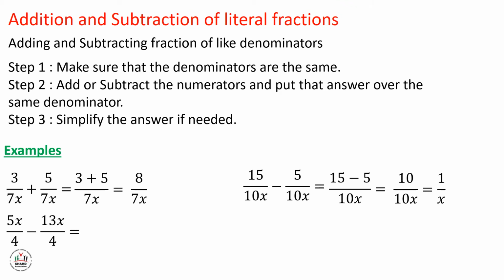5x over 4 minus 13x over 4. This time the letters are in the numerator. Again, we can take 4 as a common denominator and we can subtract 13x from 5x. And the answer is equal to minus 8x over 4. Of course, we can simplify this fraction. 8 goes with 4 to give us 2 in the numerator, of course. So the answer is equal to minus 2x.